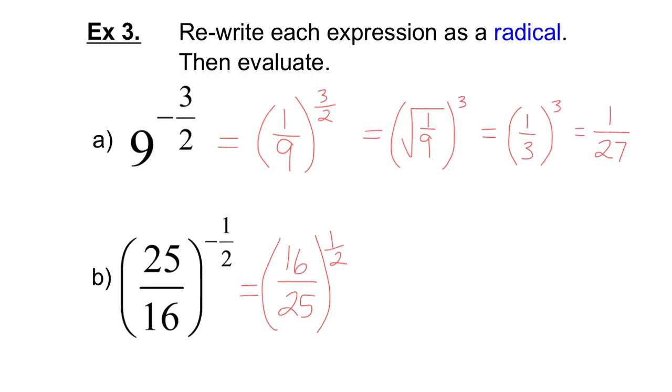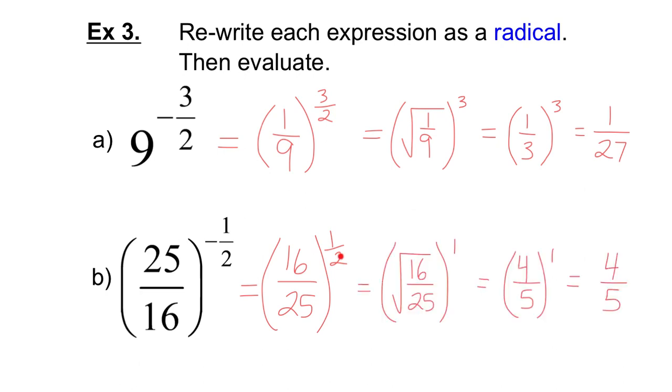For the next one, I have a negative exponent, so I take the reciprocal of the base, which is 16/25, and raise it to a positive exponent. The denominator of the exponent is 2, so I'm taking the square root. The square root of 16 is 4. The square root of 25 is 5. So I have 4/5 to the exponent 1, which is 4/5.